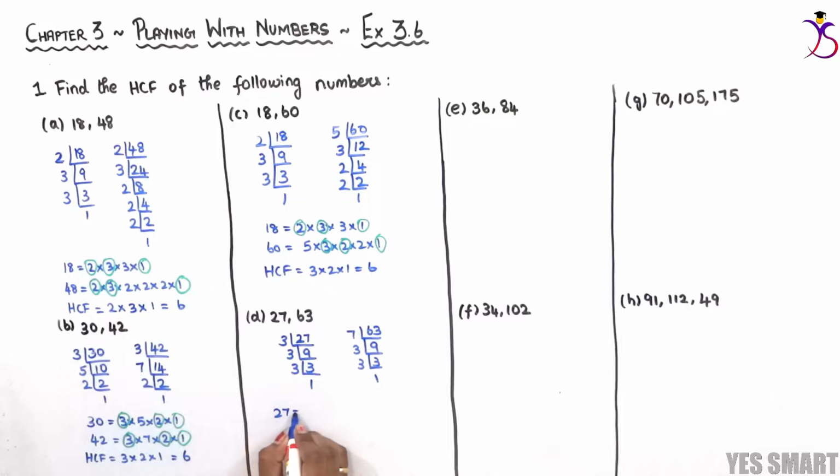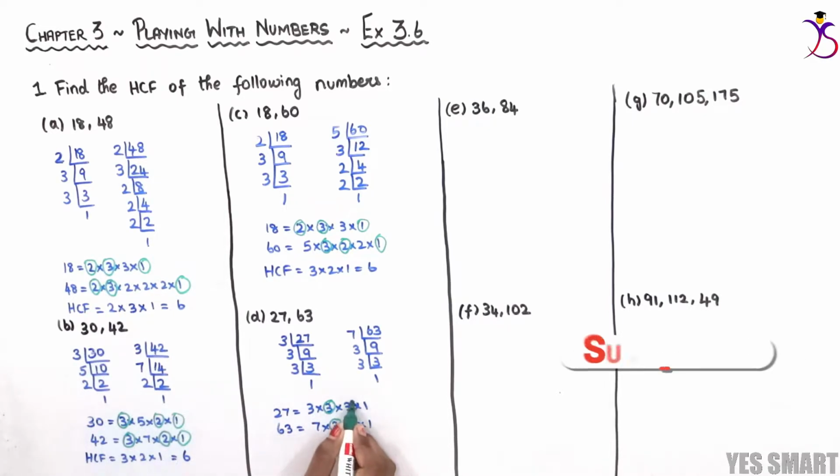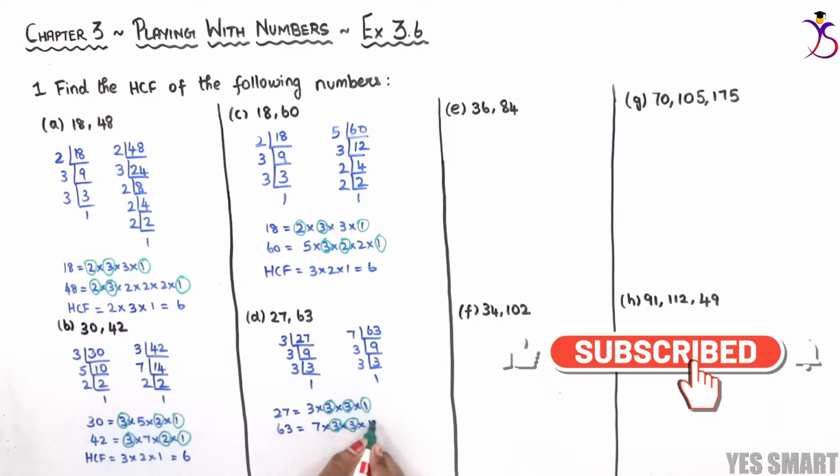So for 27, we have 3 into 3 into 3 into 1. And for 63, we have 7 into 3 into 3 into 1. Now let's circle the common factors: 3, 3, and 1.